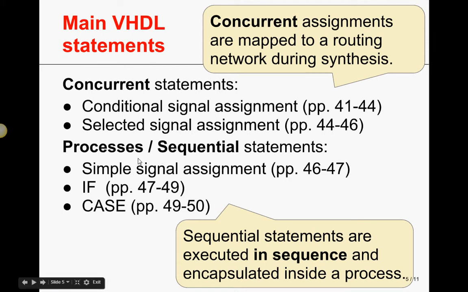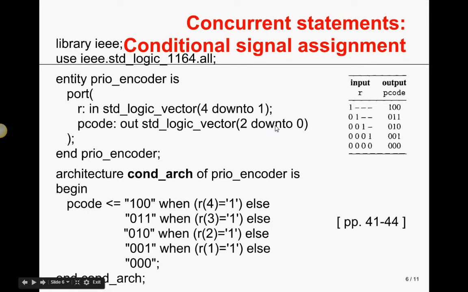In the case of sequential statements, we will see these three types: the simple signal assignment, the if and case statements. And the pages indicated here relate to where these various statements are considered in our book. So in the first case, we will look into conditional signal assignments.